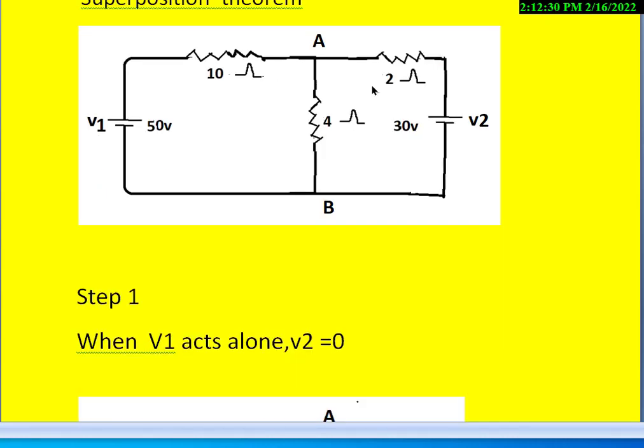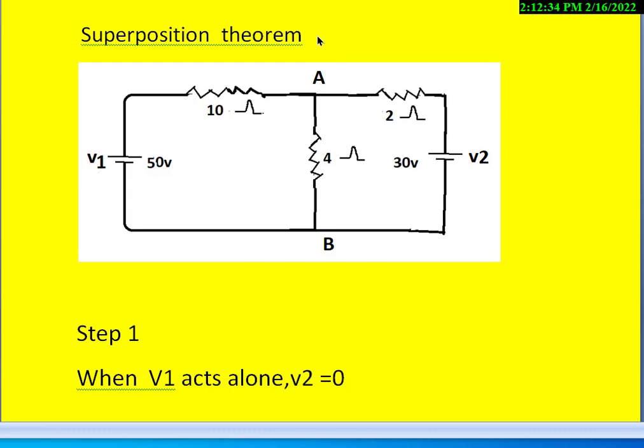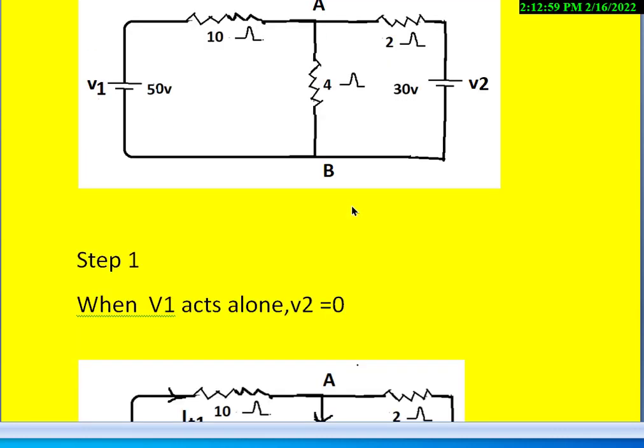Now the superposition theorem. This theorem is used to calculate the current flowing in a branch when several sources are present in the circuit. So in this problem, we need to verify the superposition theorem with respect to terminals A and B like this.